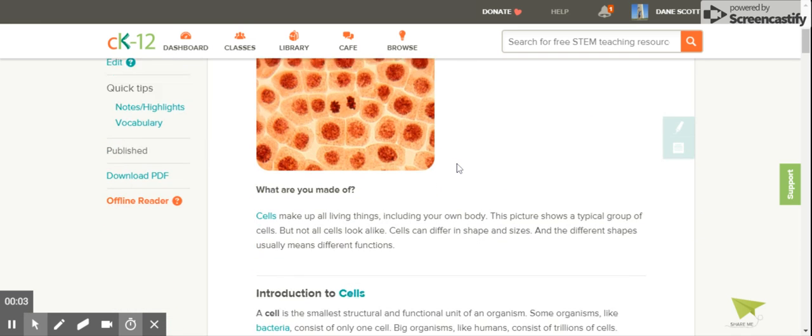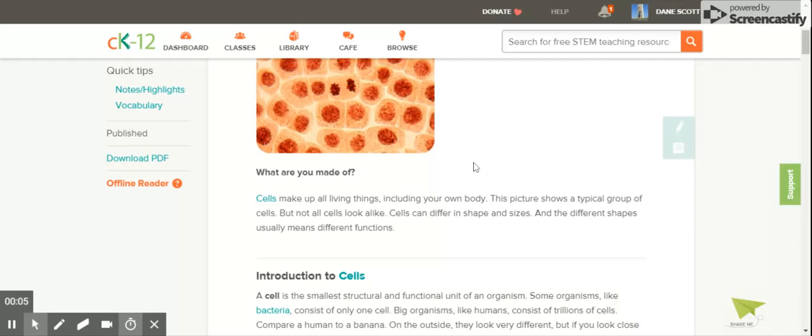4.3 Cell Theory. What are you made of? Cells make up all living things, including your own body. This picture shows a typical group of cells. But not all cells look alike. Cells can differ in shape and sizes, and the different shapes usually mean different functions.